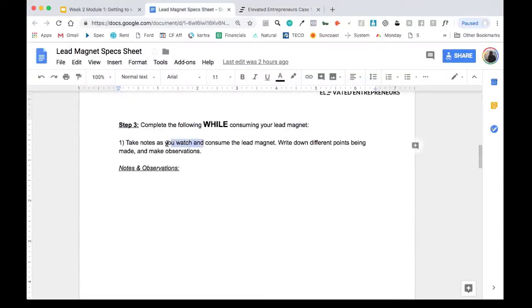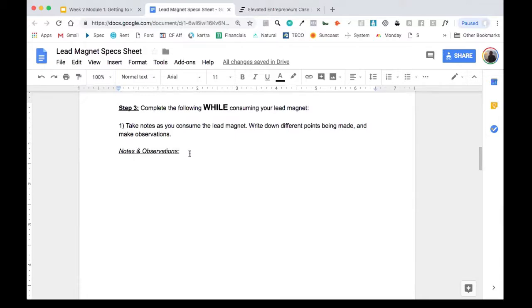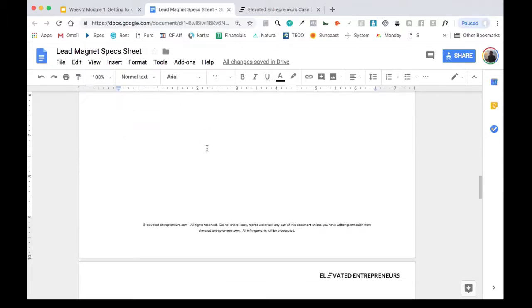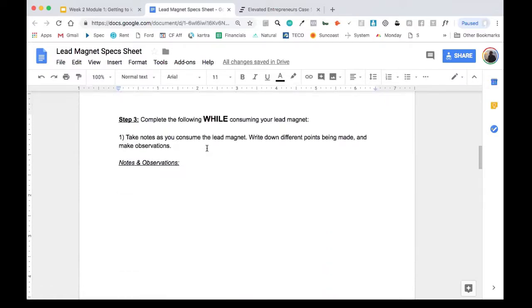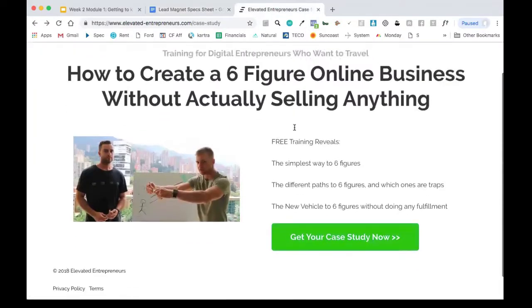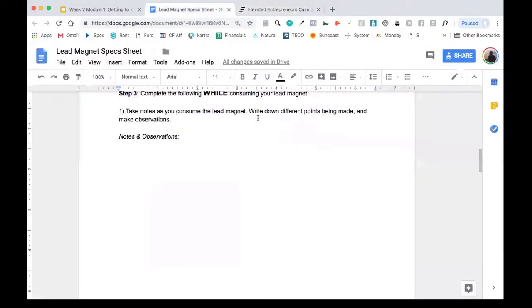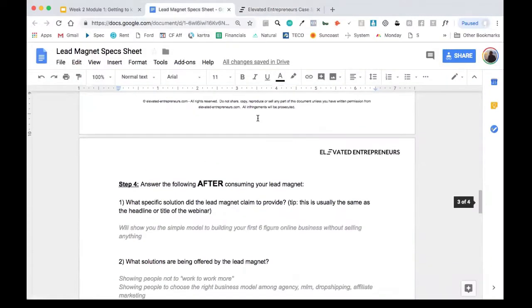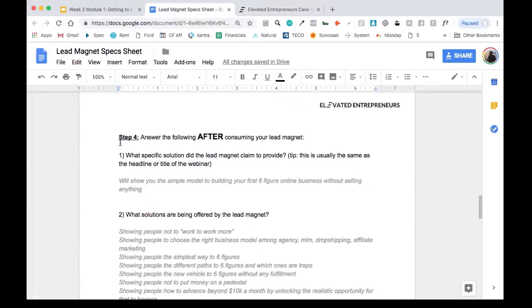Basically, take notes as you consume the lead magnet. We'll remove "watch" because sometimes it's not always a video. And basically what you want to do is just write down some different points, write down observations that you're making, and you can put that right here. So once you've done that, you went through, you sat down, you watched it, you took notes. You're really trying to learn it and figure out what it's actually doing. Then I want you to answer these questions after you've already watched and taken some notes.